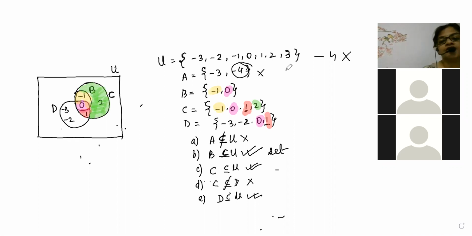Now, next one is -3 and -2. They are only present in D and not present anywhere else, so they are exactly in the D region. Fine. Some elements are present in the universal set but not present anywhere else. So the universal set elements are also very important to locate. First, see what the universal set region outside is. Outside universal set region is this one.